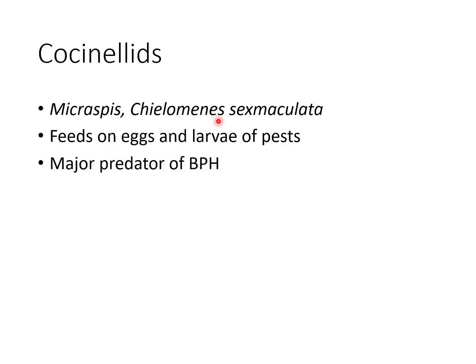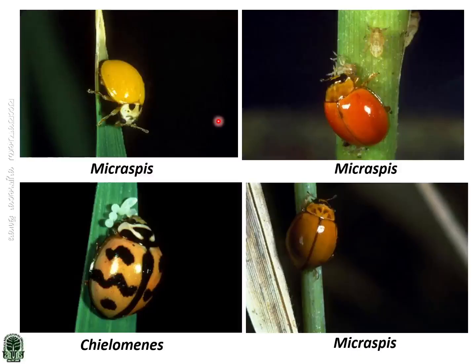It is a major predator of rice BPH. See, this is Micraspis. It is uniform in coloration. This one is also Micraspis, but the color can vary from yellow, orange, etc. Chilomenus, you can see it is yellow in color with three black lines. So that is typical. You can see Chilomenus in paddy as well as in vegetable ecosystem.